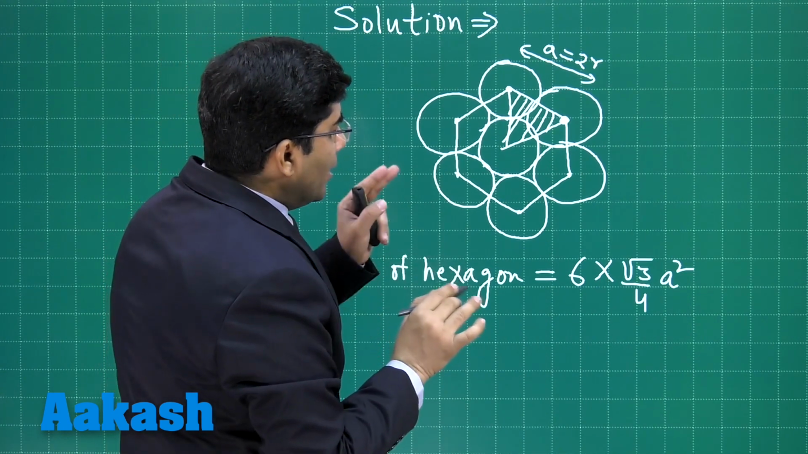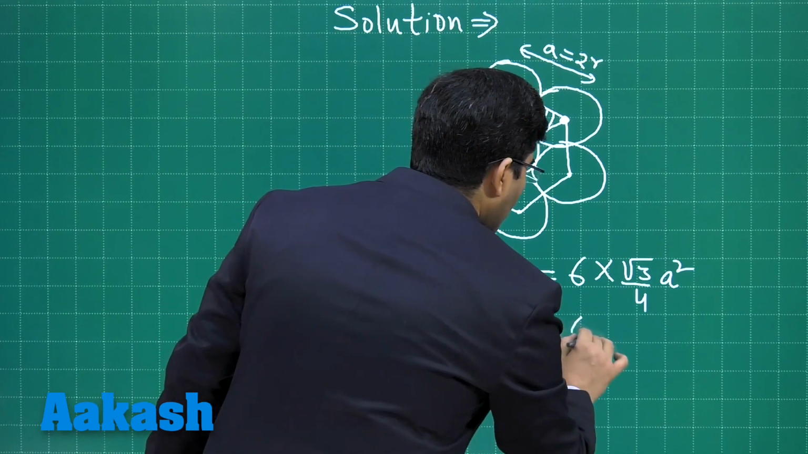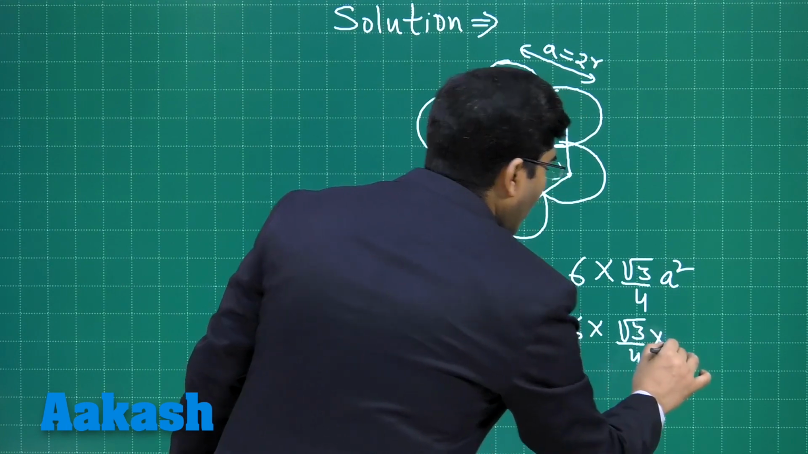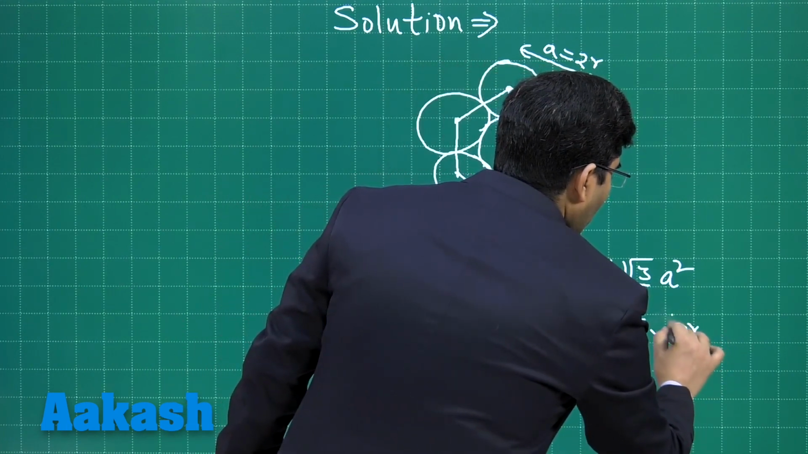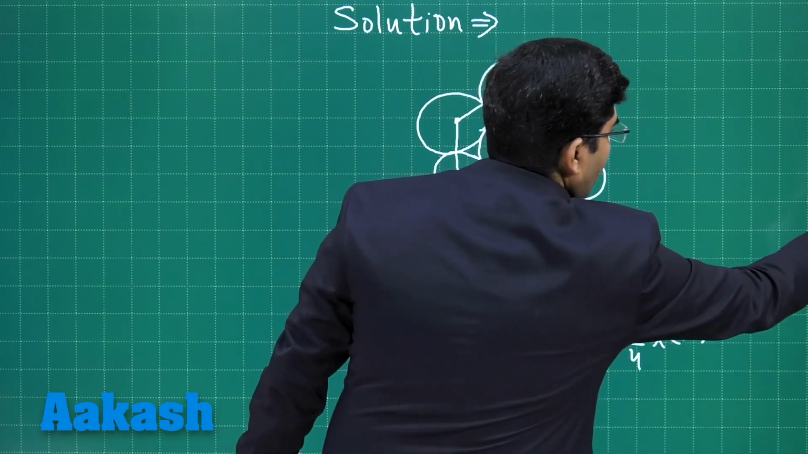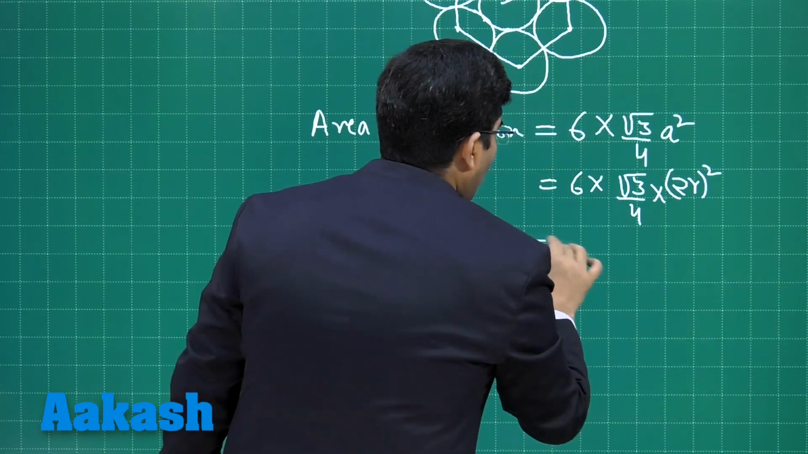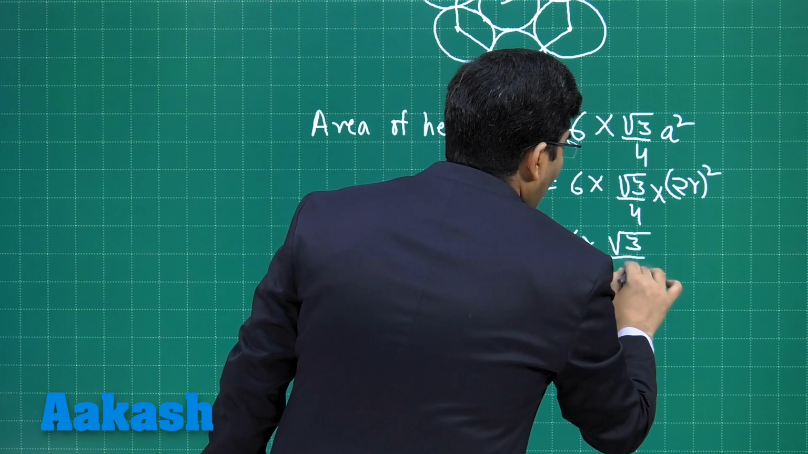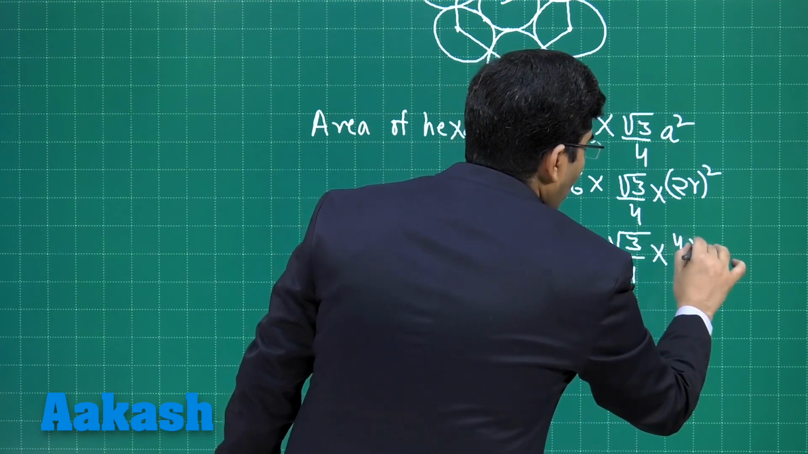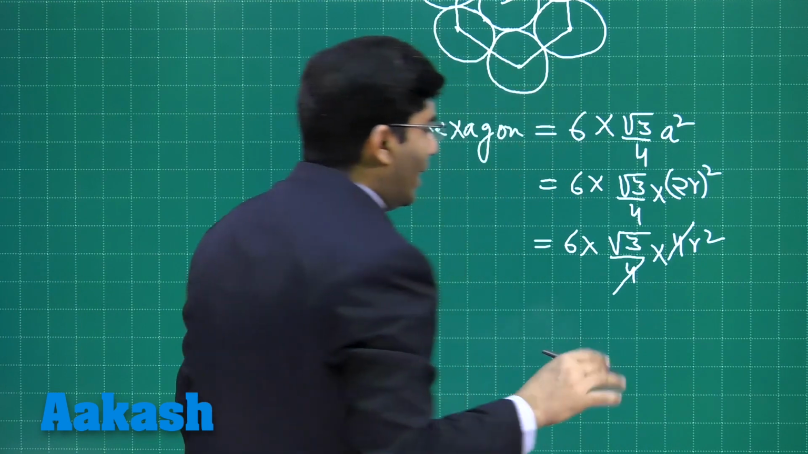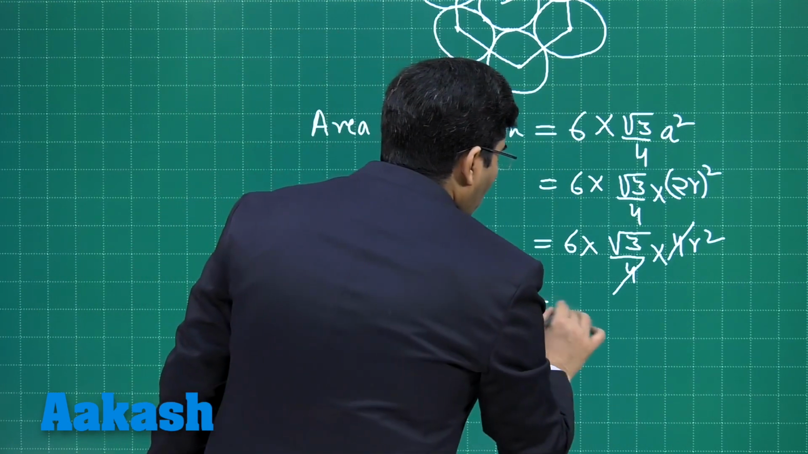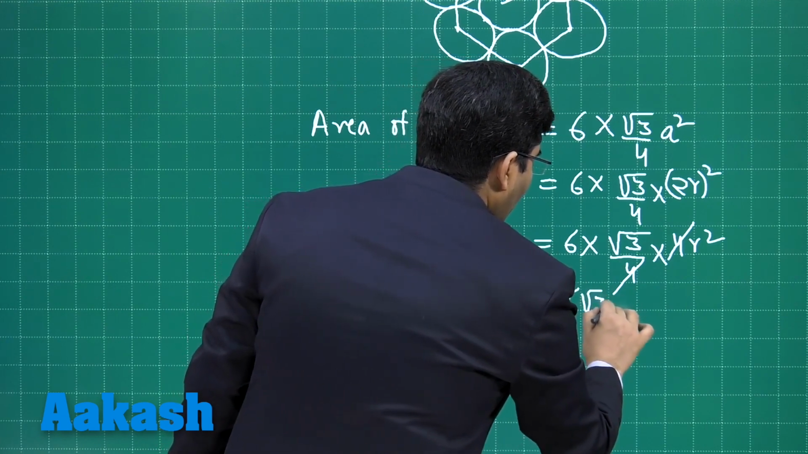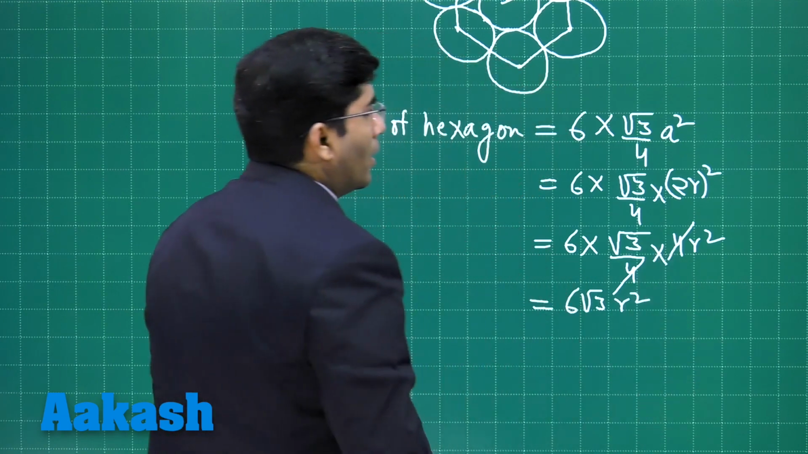Now what is the value of A? That is 2r. So it will be equal to 6 multiplied by root 3 by 4 multiplied by 2r square, right? Now if we solve it, we will get 6 into root 3 by 4 multiplied by 4r square. Now this 4 and this 4 will get cancelled, and the value of area we will get is 6 root 3 r square, right?